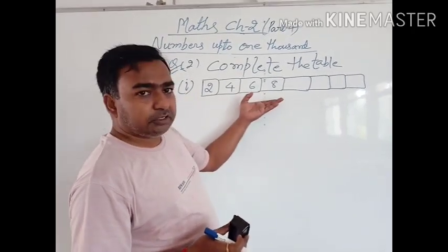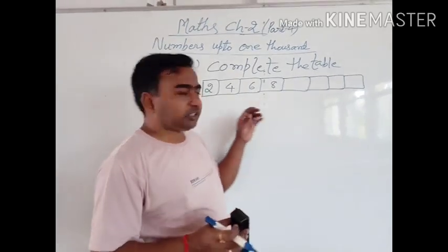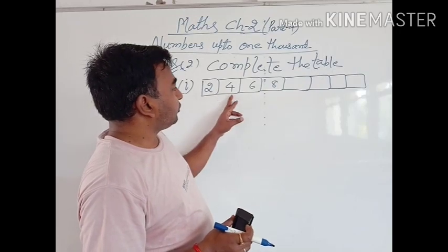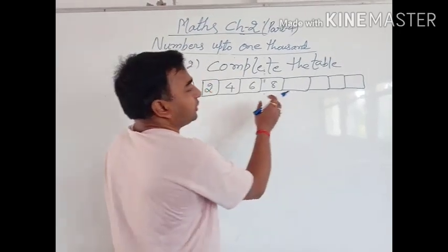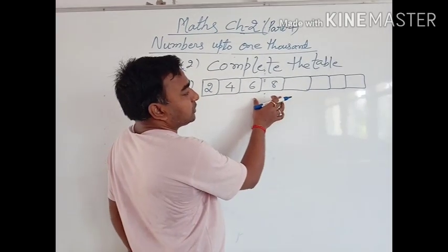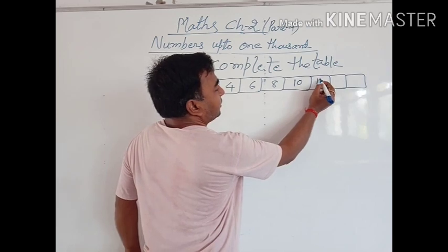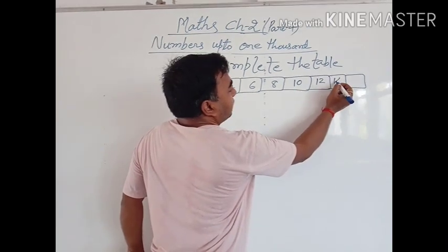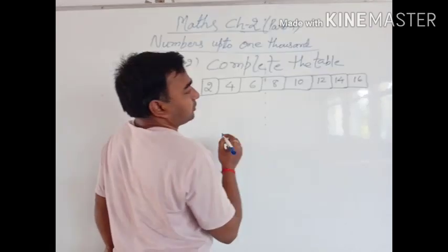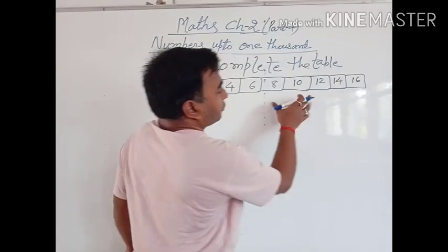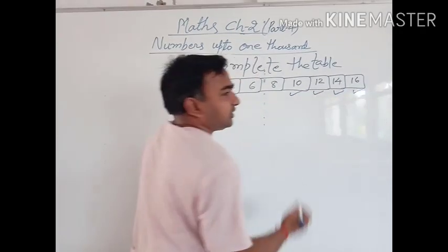This is a table. These numbers are written following a special pattern: 2 ones are 2, 2 twos are 4, 2 threes are 6, 2 fours are 8. Now what is the next number? 10. 2 fives are 10, 2 sixes are 12, 2 sevens are 14, and 2 eights are 16. So 10, 12, 14 and 16 is the correct answer.